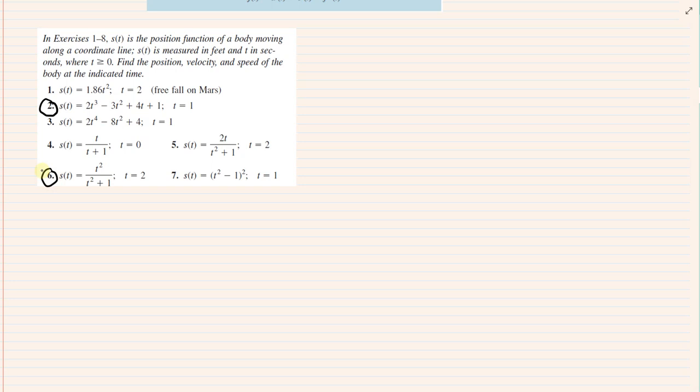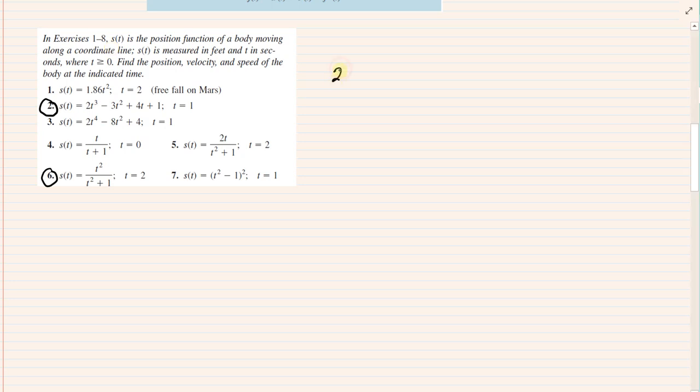Remember, that's a position, so it's in feet. And time t is typically in seconds, and we assume t has to be greater than or equal to 0, right? We don't have negative time. The question is, find the position, velocity, and the speed of the body at the indicated time. Okay, so question number 2.